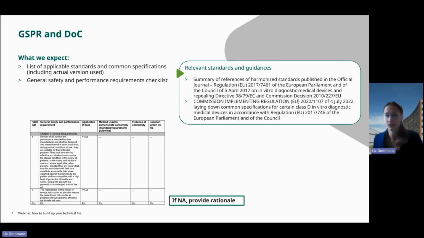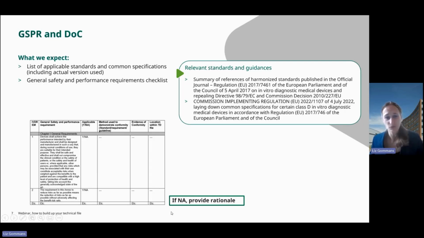So you note the GSPRs, you say if it's applicable or not, how you have demonstrated the conformity, the evidence of the conformity, and where we can find this back in the technical file. So this is an example of how this general GSPR checklist would look like.